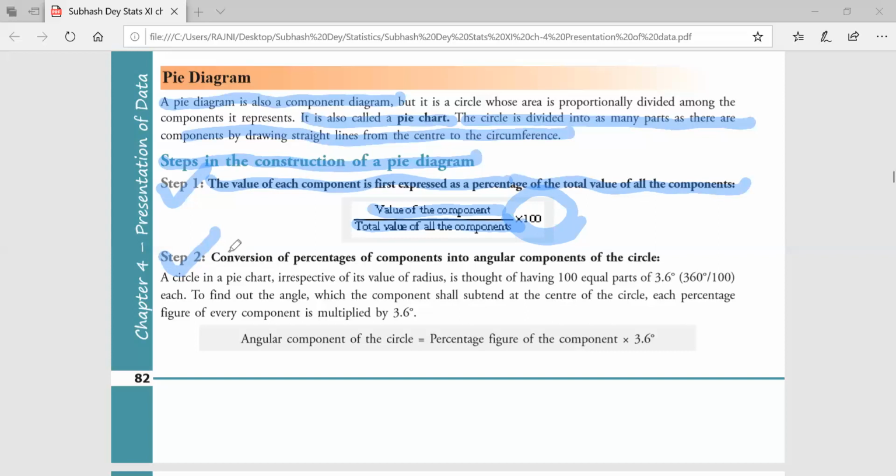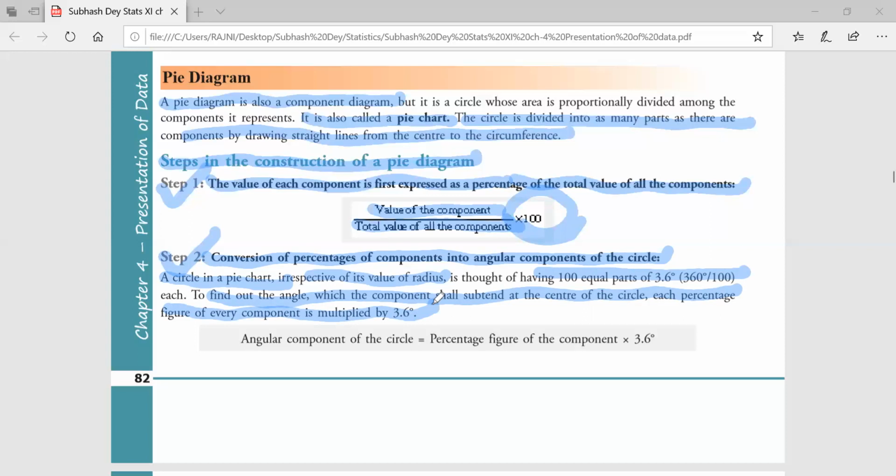After that, the second step: you have to convert the percentage of each component into the 360 degree form. It means into the angular component of the circle. Because a circle is a pie chart, it doesn't matter what its radius is. It simply divides. You just have to get the percentage into the form of 360 degrees. So in order to find the angle, you just have to multiply every figure by 3.6 degrees.